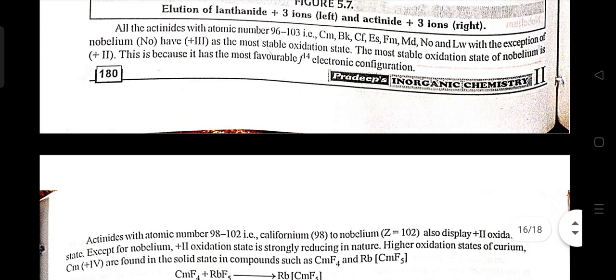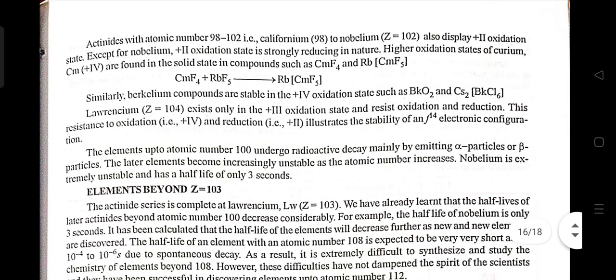All the actinides with atomic number 96 to 103, with the exception of nobelium, have +3 as the most stable oxidation state. The most stable oxidation state of nobelium is +2, due to the favorable f14 electronic configuration. Actinides with atomic number 98 to 102 also display the +2 oxidation state, apart from nobelium. The +2 oxidation state is strongly reducing in nature. Higher oxidation states of curium are found in the solid state in compounds such as CmF4 and RbCmF5.